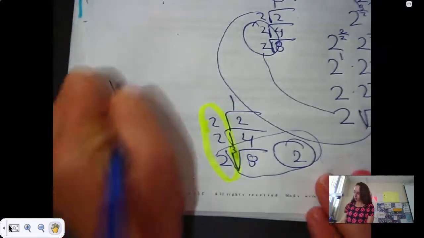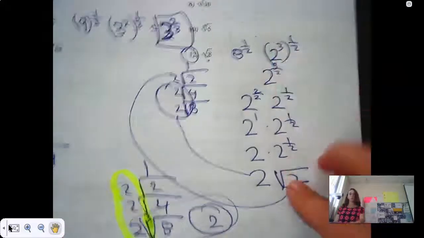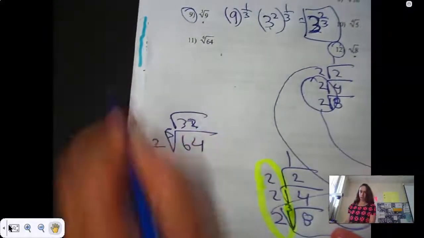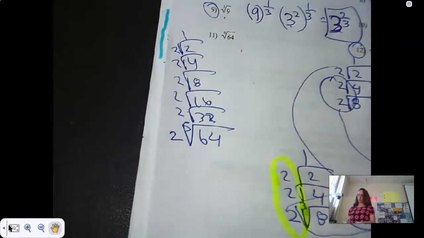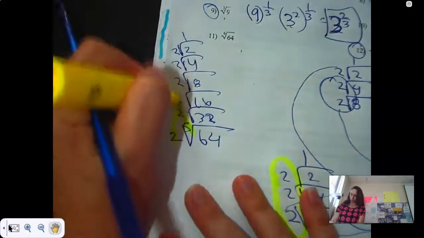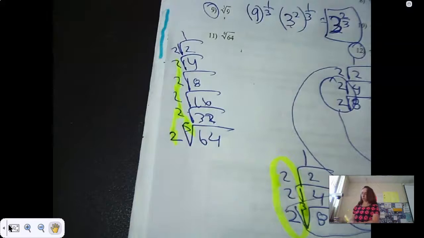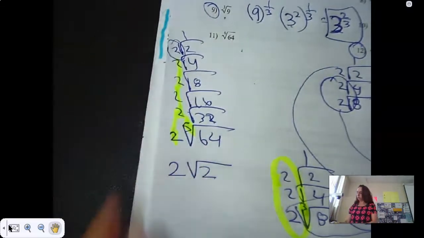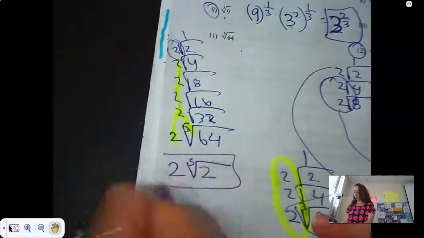If I had to do the 5th root of 64, I could be obnoxious and do it this way, or I could birthday cake it. 2, 32, 16, 8, 4, 2, 1. Now if it's the 5th root, what do I need to find? A group of 5. 1, 2, 3, 4, 5. Which gives me 2. And what am I left with? The 2. But don't forget the 5th root. You'll finish the page. That's your homework.